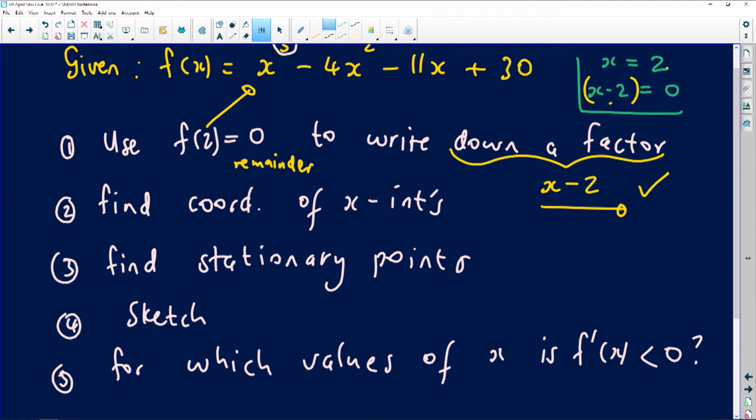Now, the next question says we need to find the coordinates of the x-intercepts. We are dealing with a cubic. A cubic will have 3 factors in total: the first factor, the second factor, and the third factor. The examiner was very nice to you. They started by telling you the first factor, which means we know that one of them is just x minus 2. So what are we missing? We're missing the other 2 factors, because those 3 factors will give us the x-intercepts of this graph. You can't find the x-intercepts if you don't factorize your cubic into its 3 factors.